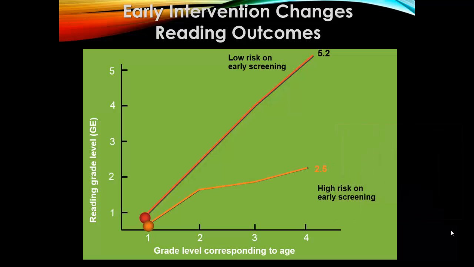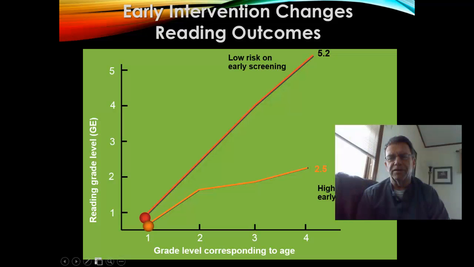This second graph is kids that were identified in the first grade as being high risk on early screening. So this is the progress they made without any research-based core or research-based interventions. You can see 2 years, 5 months, almost the kids that were not at risk are almost double. So we're talking here over 2 years in a 4-year span. They've fallen behind.